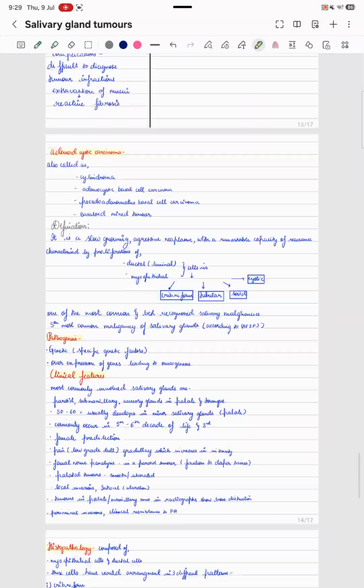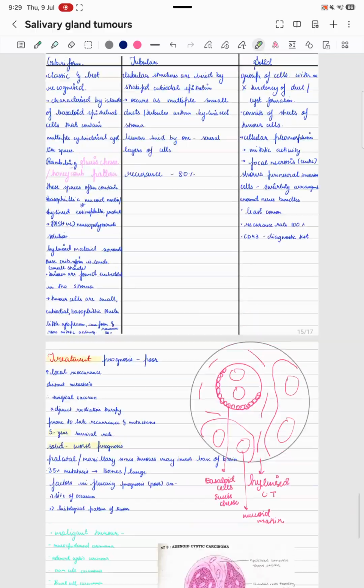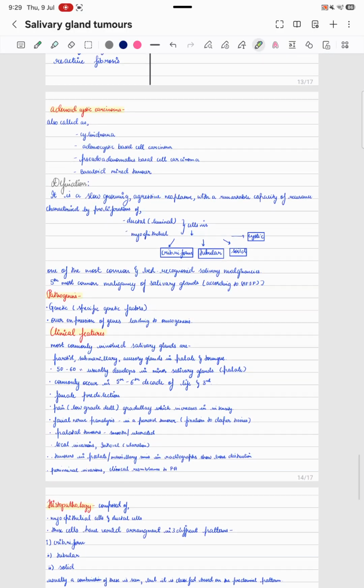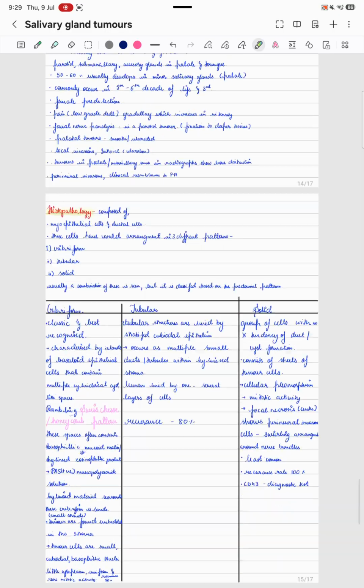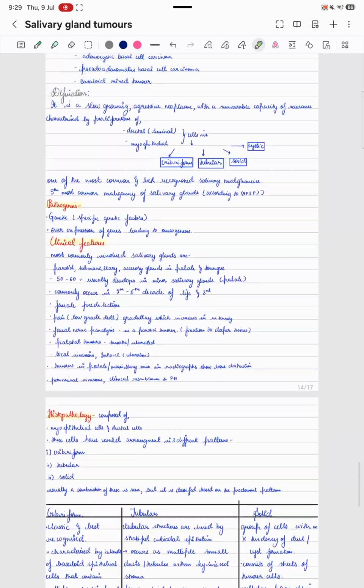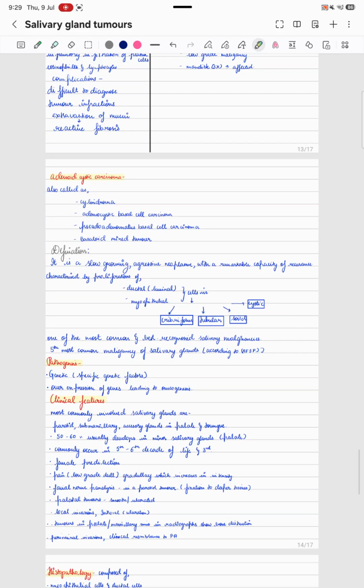Mucoepidermoid carcinoma. Then we have another important tumor, that is your adenoid cystic carcinoma. Okay, this is also very important, has been asked a lot of times, and we will finish this as well. So adenoid cystic carcinoma, 10 marks. Adenoid cystic carcinoma is a type of malignant tumor. It is also called as cylindroma, basaloid mixed tumor, pseudo adenomatous basal cell carcinoma. We'll mostly call it adenoid cystic carcinoma or cylindroma only.